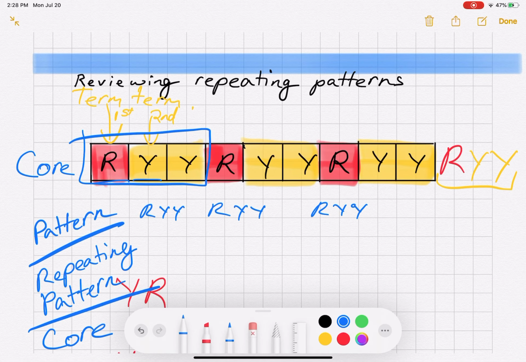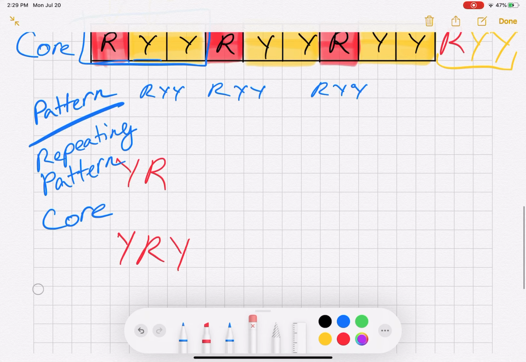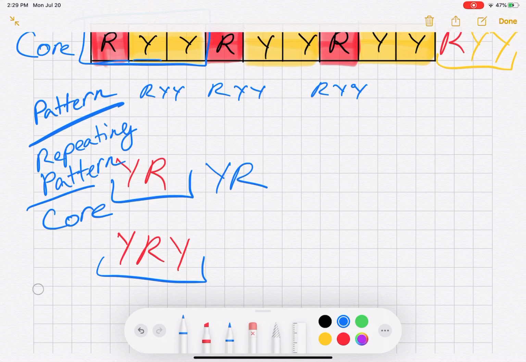So, I drew all over my stuff there. If this is going to repeat, and I'm going to tell you this here is the core of the pattern, then you use that to help yourself repeat. So what would come next? And hopefully you said it would be a yellow and then a red. Here, this is the core, just like here's the core. What would come next? So hopefully in your mind you said Y, yellow, red, yellow.